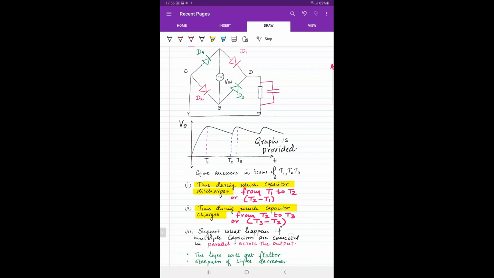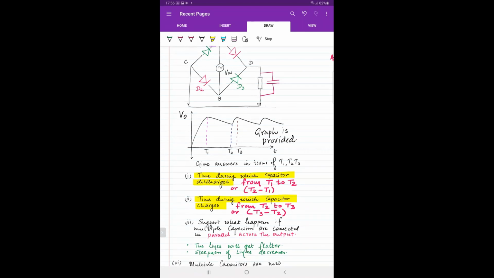अच्छा, थर्ड पार्ट में ये भी हमने प्रीवियसली डिस्कस किया था. Suggest what happens if multiple capacitors are connected in parallel across the output. So अगर आपको थ्योरी की टर्म्स में लिखना हो ना, तो आपकी वर्डिंग हो जाएगी the lines will get flatter, or alternately the steepness of the lines will decrease.